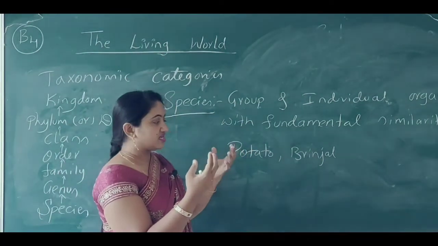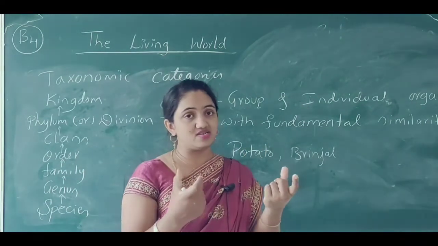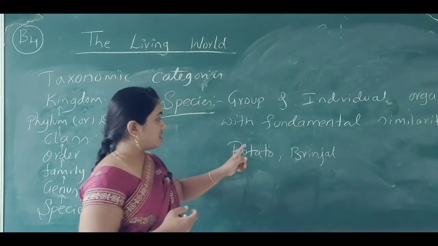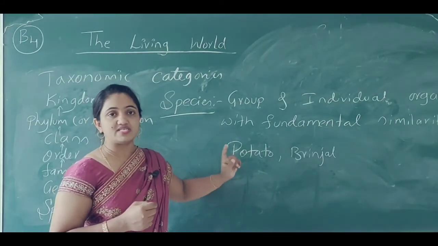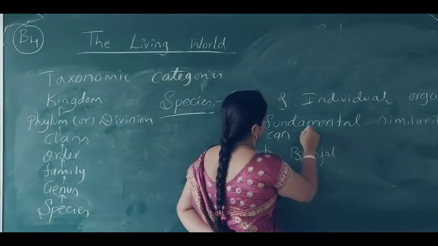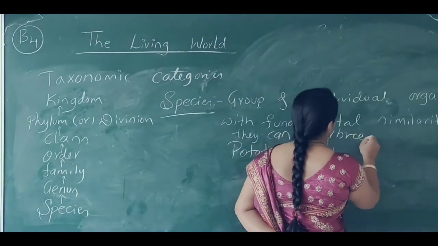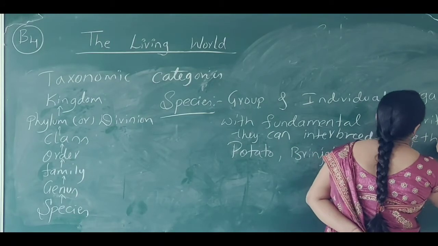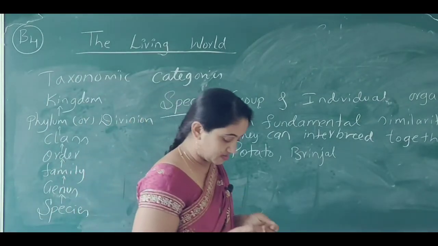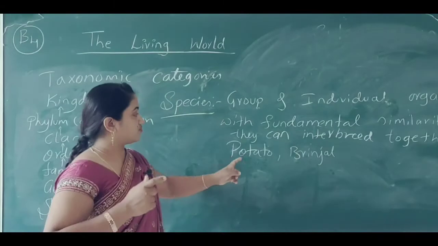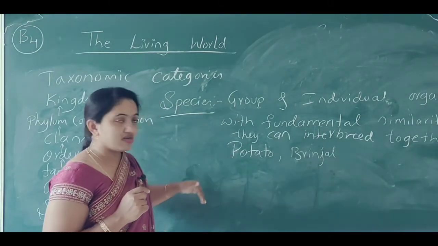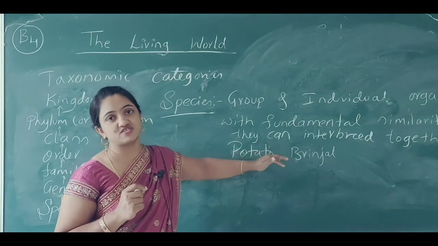If you take two potatoes in your hand, the qualities, the characters will be much more similar compared to these two. They will have a number of fundamental similarities, and also they can interbreed together. Which one? One potato and one more potato. So the potatoes cannot pollinate with brinjal, they cannot interbreed. They have different reproductive organs by means of which they reproduce.